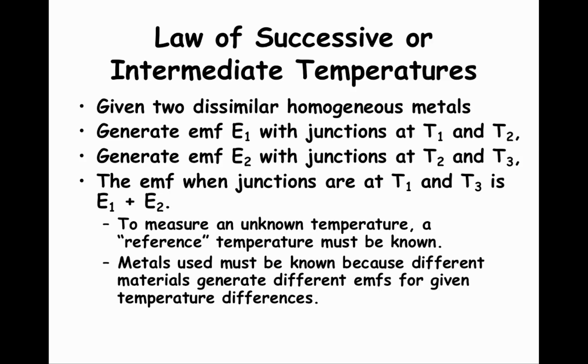The third and final law of thermoelectric circuits is the law of successive or intermediate temperatures. The important consequences of the law of successive temperatures are that we need to know the reference temperature. We cannot have two unknown temperatures. The second key consequence is that we need to know the metals being used and the relation between EMF and temperature for each metal. They are different for different metals, so we need to know the metals being used. In lab, we told you that you were using copper Constantan thermocouples.